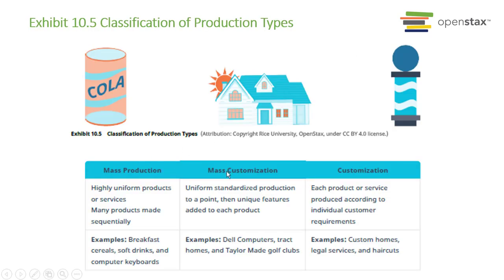You got the mass production, mass customization, and customization. So, Coca-Cola, boom, mass production, right? Mass customization, there it is, Dell computers, tract homes, golf clubs, and then customization, custom homes, legal services, and haircuts.